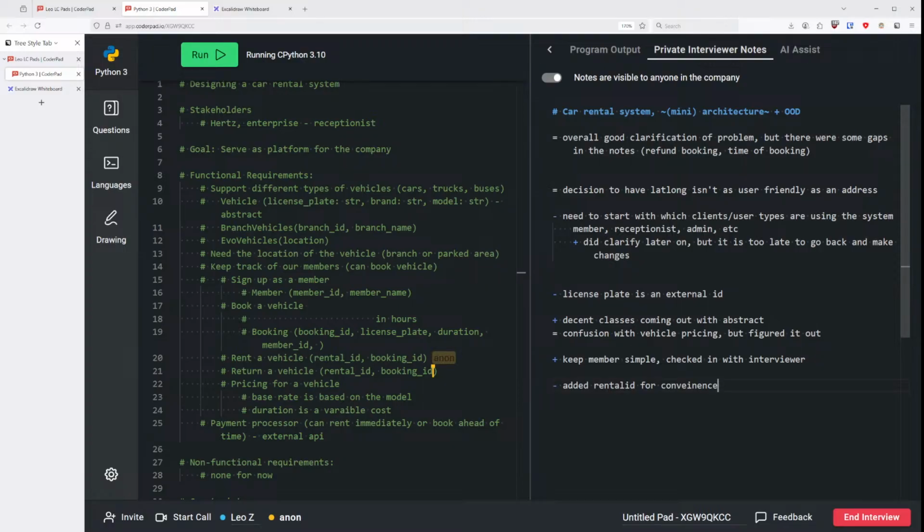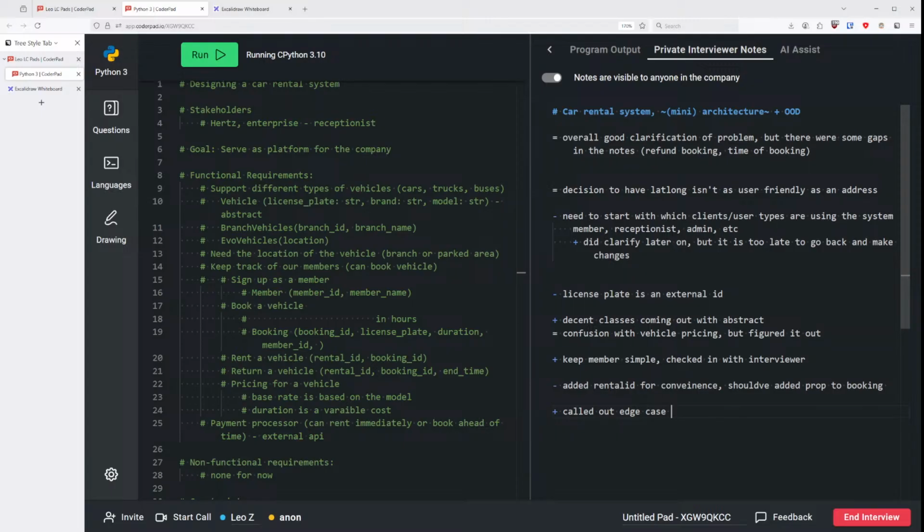And then let's see. When we return a vehicle, I'm assuming that time also matters. The current time, or end, let's call it end time. And then in this case, there's an edge case that I do want to consider. What happens if a vehicle is returned past the duration that it was rented for? We can follow up on that case later, but for now, we'll stay on the happy case, as in we assume everyone is perfect.